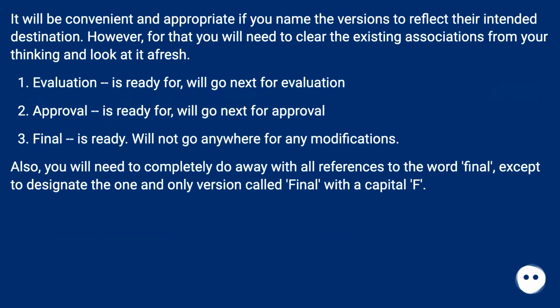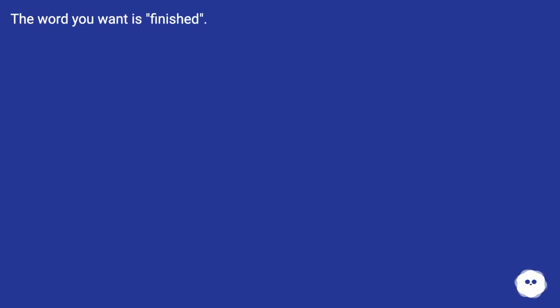It will be convenient and appropriate if you name the versions to reflect their intended destination. However, for that you will need to clear the existing associations from your thinking and look at it afresh. Evaluation is ready for, will go next for evaluation. Approval is ready for, will go next for approval. Final is ready. Will not go anywhere for any modifications. Also, you will need to completely do away with all references to the word final, except to designate the one and only version called Final, with a capital F. The word you want is finished.